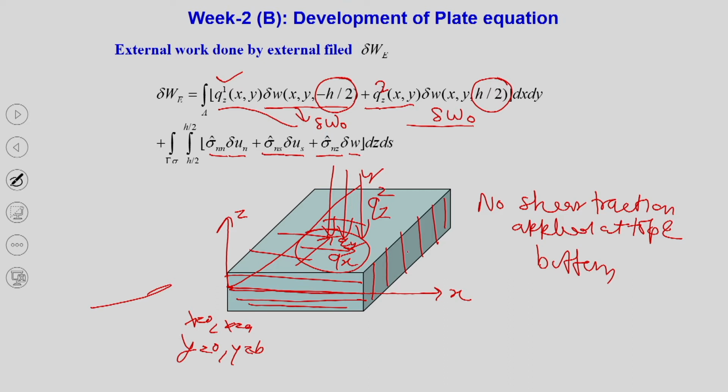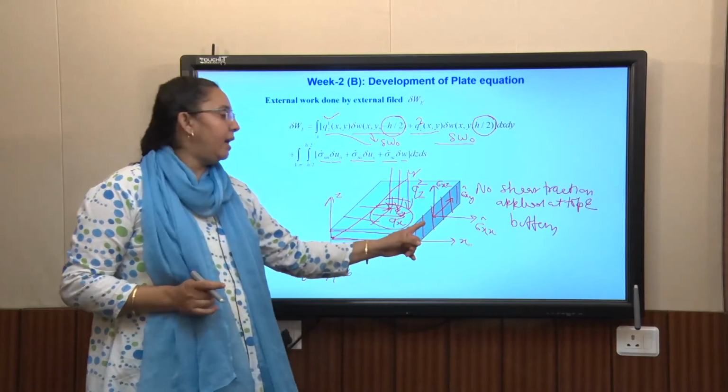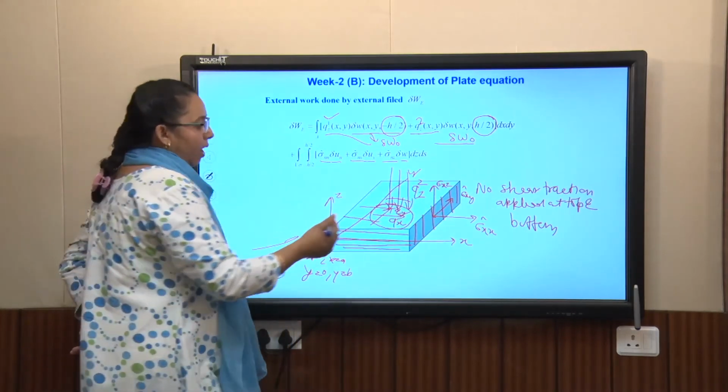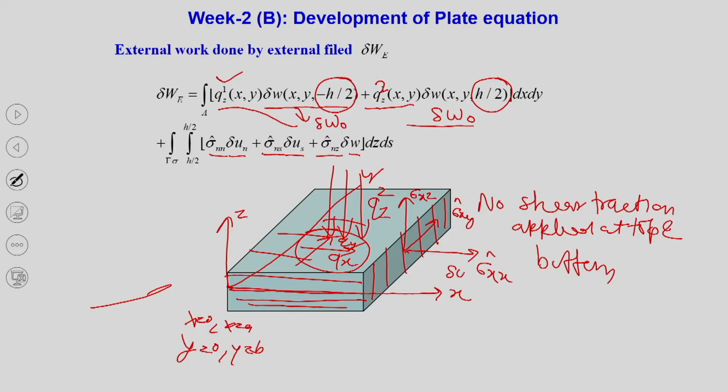Let us say you are talking about this face. So, the normal direction of this face is this x. So, we will get sigma xx hat, and then the shear direction is sigma xy hat, and then sigma xz. Are you getting that? X is telling you the normal direction of this face, then sigma xx, xy and xz. So, along this direction, what is the displacement? Del u naught. Along this direction, displacement is del v naught. Along this direction, displacement is del W naught.